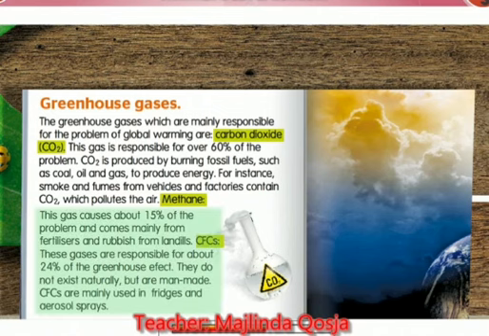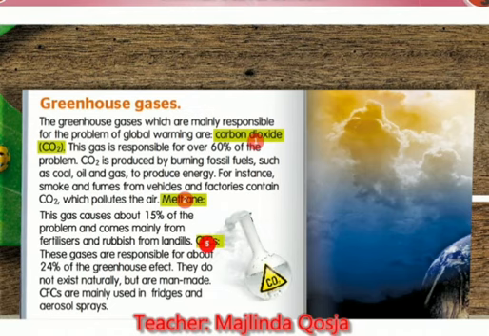Methane. This gas causes about 15% of the problem and comes mainly from fertilizers and rubbish from landfills. CFCs. These gases are responsible for about 24% of the greenhouse effect. They do not exist naturally, but are man-made. CFCs are mainly used in fridges and aerosol sprays. So, carbon dioxide, methane, and CFCs are causing some problems with the Earth.